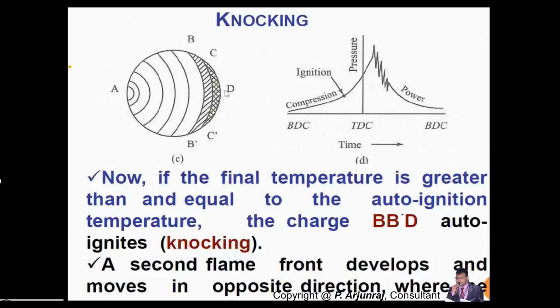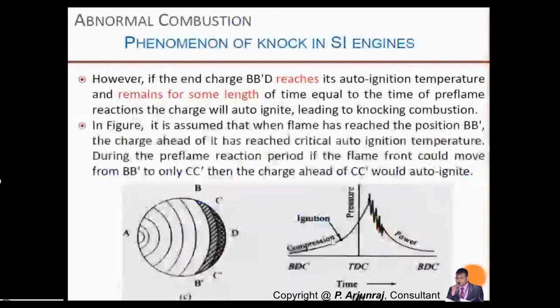As a result, it creates a combustion in one direction, and the normal combustion is also happening in another direction. So it creates a phenomenon called knocking, which creates a sound called the knocking sound. Here a second flame develops and moves in the opposite direction, where the collision occurs between the flames. So one flame here and another flame here. You might be wondering what this C-C dash is. This happens during the abnormal combustion.